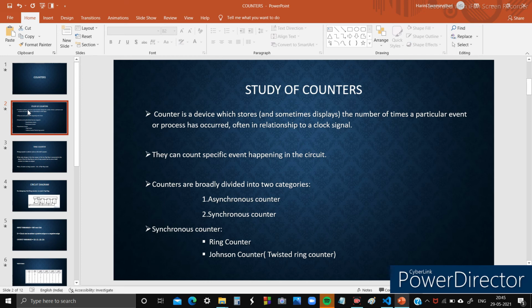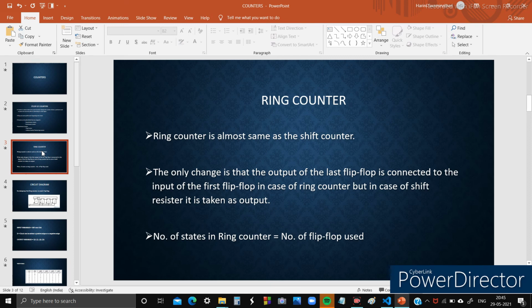Counters are broadly divided into two categories: asynchronous counter and synchronous counter. Under the synchronous counter, we have ring counter and Johnson counter, also known as twisted ring counter.